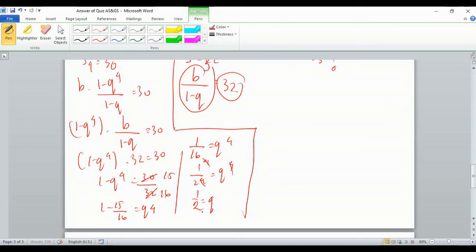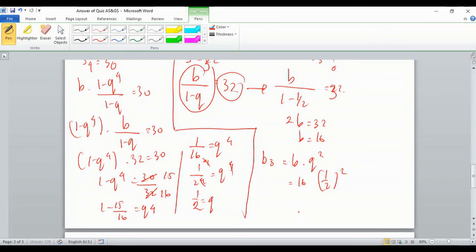Okay, so we have the k, and then we can find the b. So b over 1 minus half equal 32. So this one is half. So b equal 16. So we need to find the b3. b3 is b times k power 2. What is the b? B is 16. What's the k? K is half power 2. So this one is 4. Okay, everyone? So the value, the total is 10.